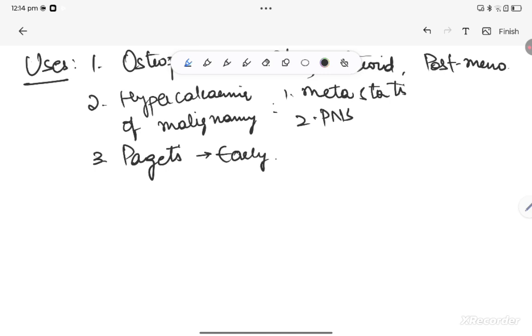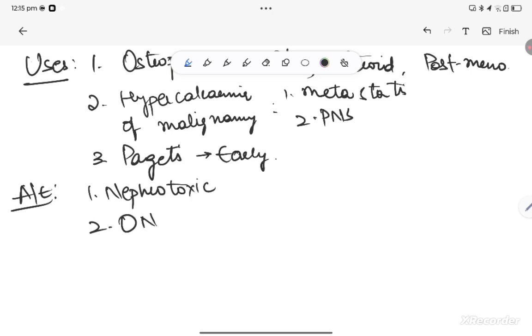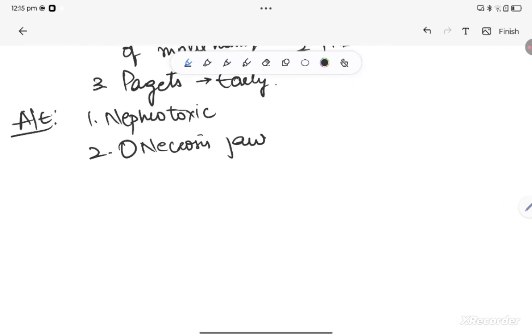Then what are the adverse effects? All bisphosphonates are nephrotoxic. All bisphosphonates cause osteonecrosis of the jaw. And all oral bisphosphonates cause reflux esophagitis or erosive esophagitis. This is very, very important.